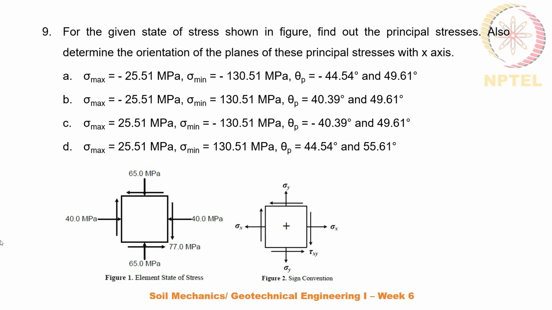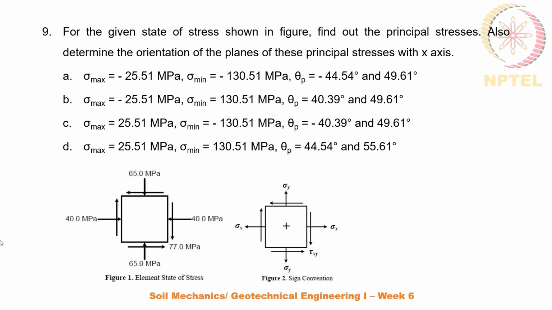Option D, sigma max is equal to 25.51 megapascal. Sigma minimum is equal to 130.51 megapascal. Theta p is equal to 44.54 degrees and 55.61 degrees.